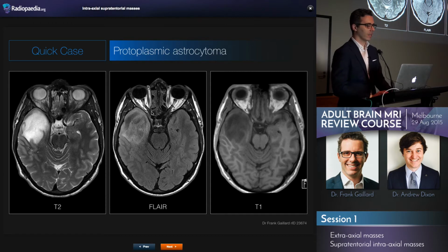So just call these areas of partial FLAIR suppression. And when you see more than 50% or so of your mass looking like this, odds are that it's going to be a protoplasmic astrocytoma or an oligoastrocytoma, which look almost identical. And it sounds like they look almost identical histologically as well.